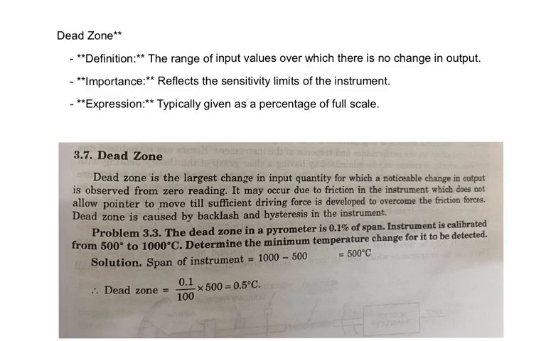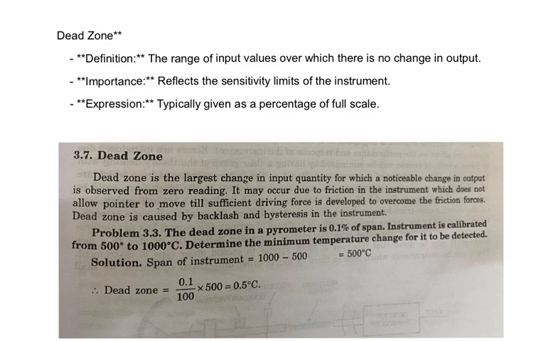Next we shall discuss the dead zone. What do you mean by dead zone? The range of input value over which there is no change in output is called the dead zone. Its importance is that it reflects the sensitivity limits of the instrument, typically given as a percentage of full scale. So dead zone is the largest change in the input quantity for which a noticeable change in output is observed from zero reading.